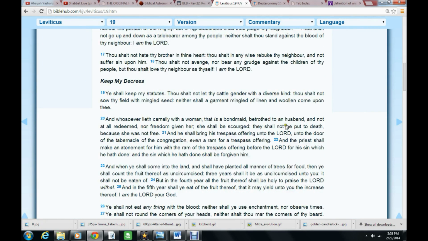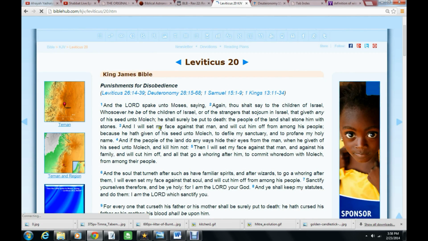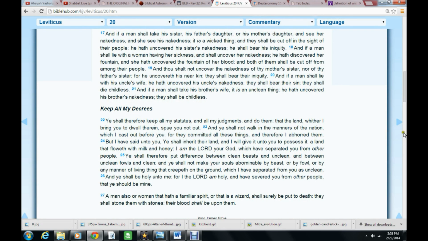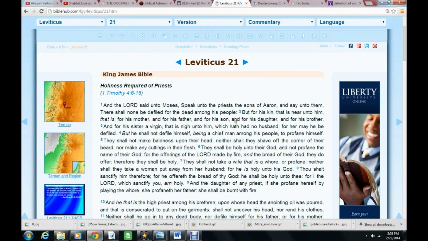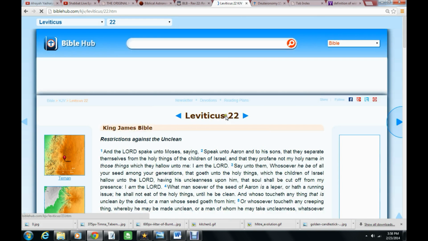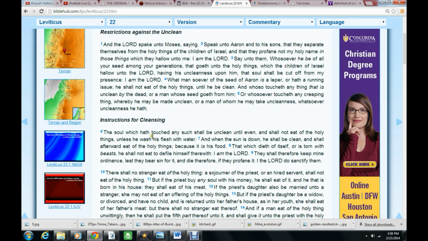Keep my decrees. Some of these we won't be reading. Punishment for disobedience. Sexual immorality. Keep all my decrees. See, some of these we're not going to be reading. Holiness required of priests. We're not going to be reading all those. Restriction against those with blemishes. If I was you, I would read that. Restriction against the unclean. Instructions for cleansing.